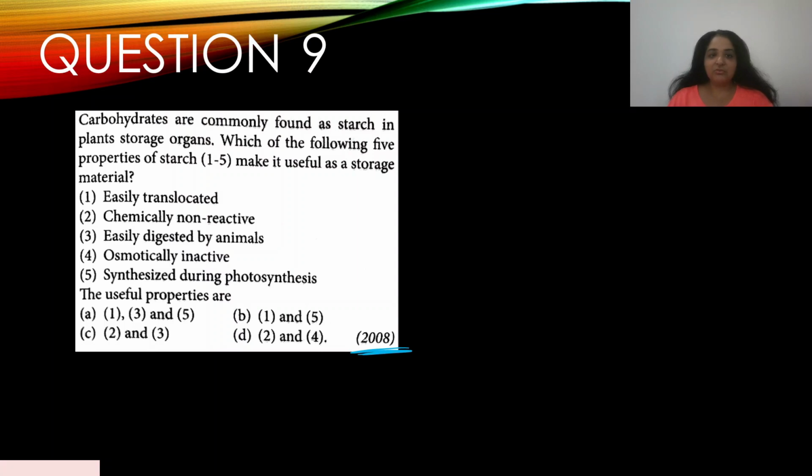Now we are looking for a useful property that will be helpful as a storage material, right? If something is easily translocated, it's not useful as a storage material. Chemically non-reactive? Yes. Easily digested by animals? No, starch as such is not easily digested by animals. Osmotically inactive? Yes. Synthesized during photosynthesis, but that's not really a property that you can use as storage material. So it's 2 and 4. The answer here is D. Let's do the discussion.